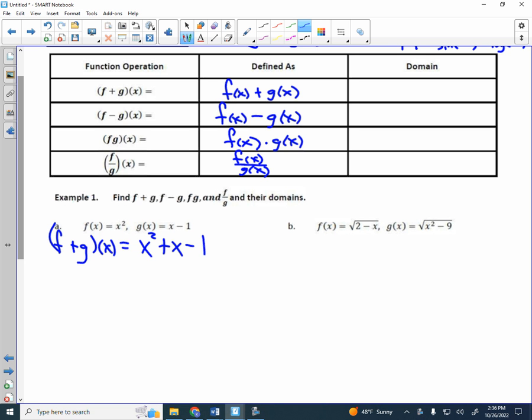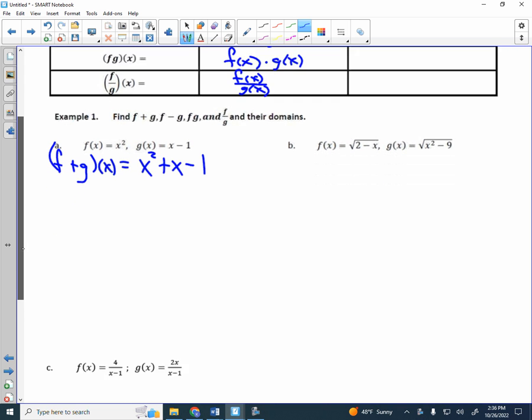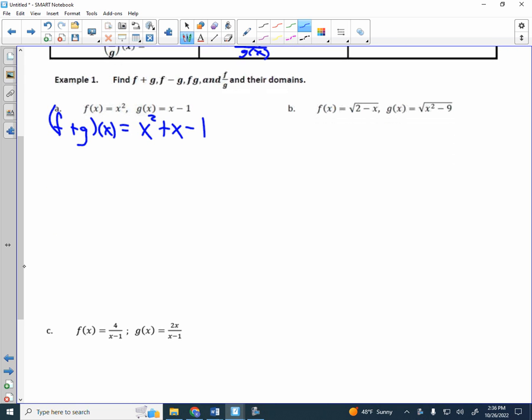Now, the fact is that really as you come to this part, I'm not so concerned about your ability to add, subtract, multiply, or divide these things. I'm more concerned about your ability to identify the domain. So we'll first do this and then we'll talk a little bit more heavily about the domain. If I do f minus g of x, then I subtract those two. What's going to happen if I subtract those two?